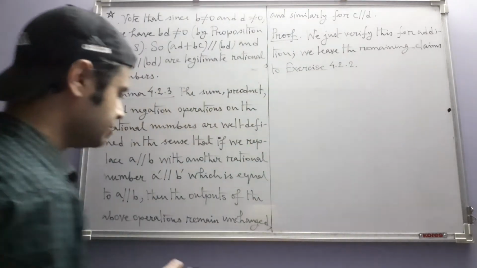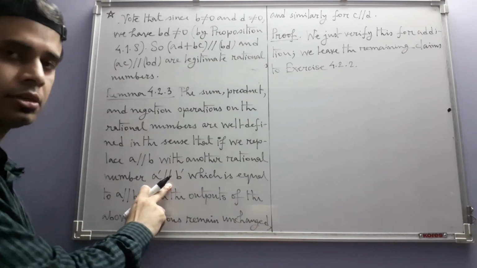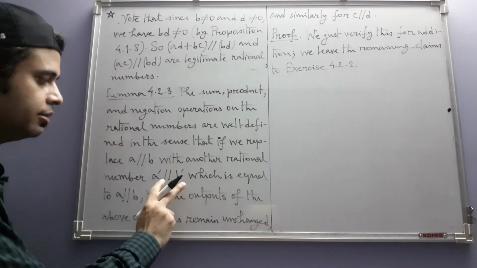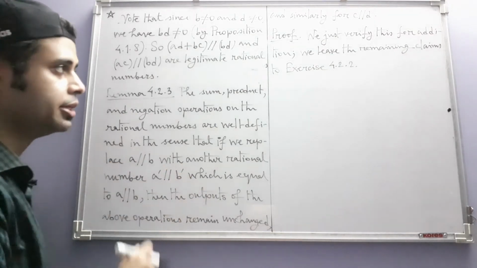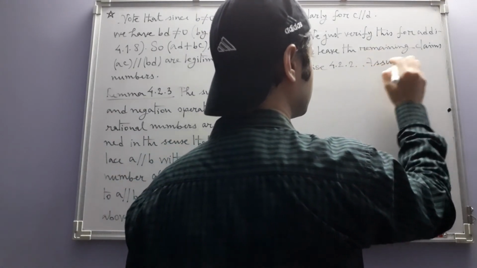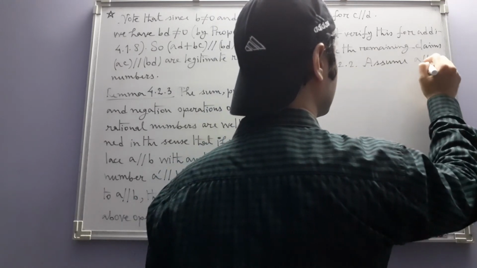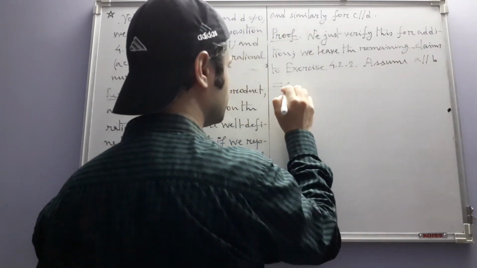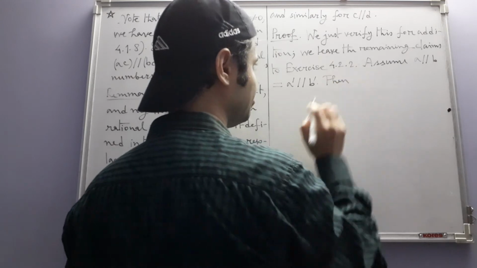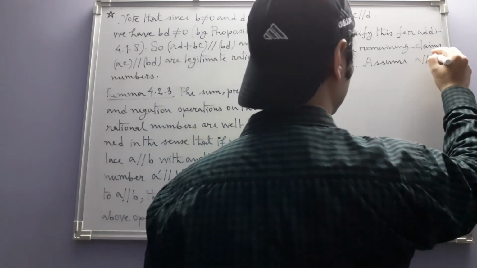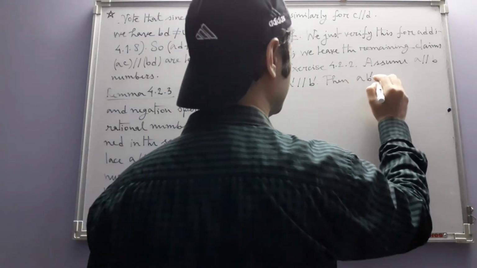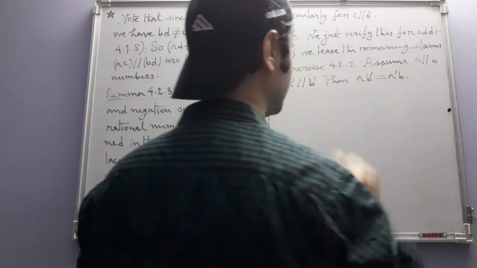Okay, so that means in this case we have these two equal rational numbers. We have to show that the sum of this one and C by D is equal to the sum of this one and C by D. So assume A by B is equal to A prime by B prime. Then by the definition of equality of two rational numbers, this is equivalent to having A B prime equal to A prime B.